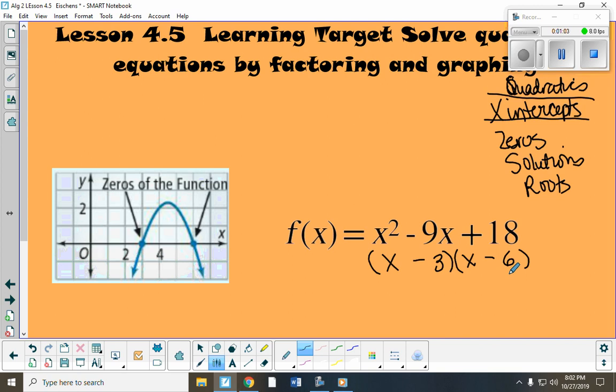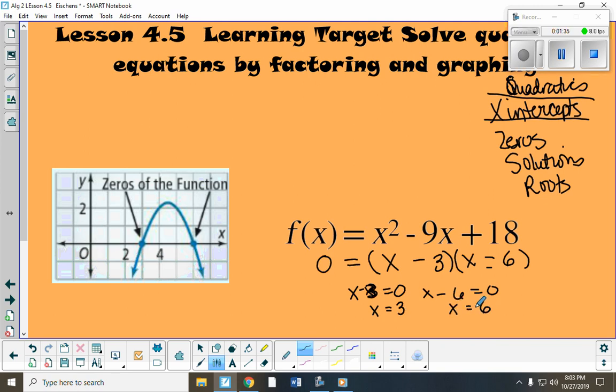Now, remember when we are working with any equations and solving, if we want the x-intercepts, we let y equal 0. And using the zero product property, we know that if this times this equals 0, then either x minus 3 would have to equal 0, or x minus 6 would have to equal 0. And if you just add 3 to solve for x, x would either equal 3 or x would equal 6.